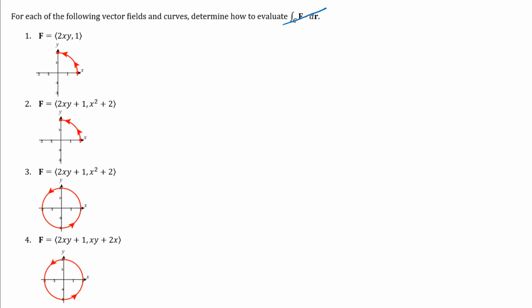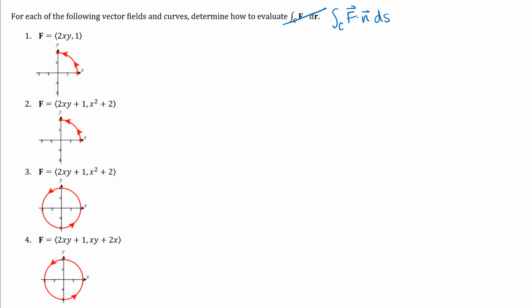So I've got the same 4 problems here, and instead of doing a work integral, I've crossed that out, and we're going to do the flux integral. So it might say the word flux in the problem, or maybe you would be given some form of the flux integral, and you should recognize that that's a flux integral. All right, so for work integrals, we had really three different ways to do that. We could parameterize the curve, we could use fundamental theorem of line integrals, or we could use Green's theorem.